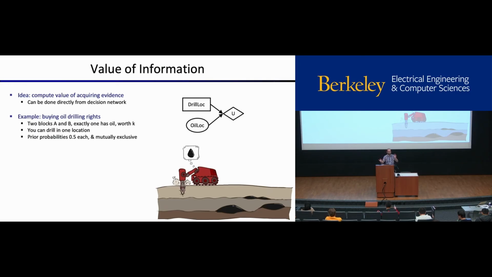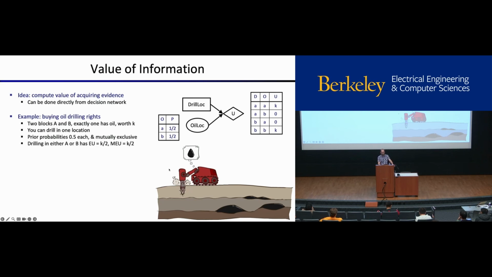You assign equal probability to the oil being in either of the two blocks, mutually exclusive. So this is the distribution over whether the oil is in A or B. Here is your utility from drilling in A and the oil being there. If you drill in A and the oil is not there, it's 0. Likewise, the other way around. So drilling in either A or B has an expected utility of K over 2, because 50% chance you get nothing, 50% chance you get K. So the maximum expected utility is K over 2, doesn't matter which you choose.